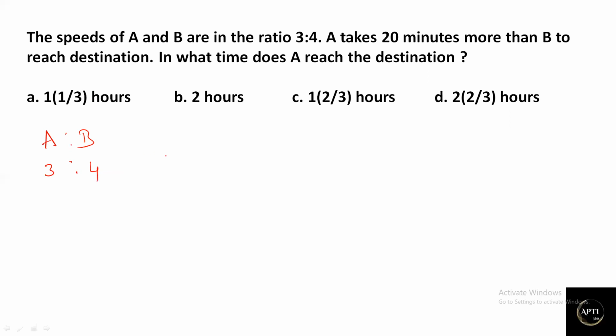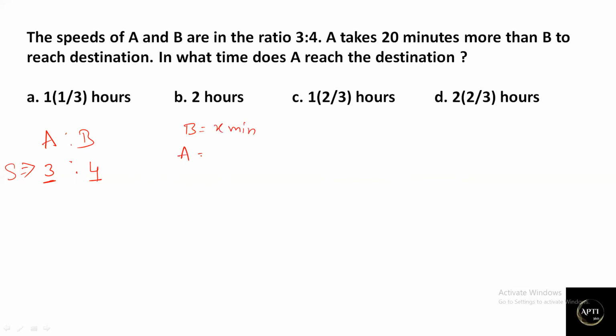Here don't consider that 3 kilometers per hour or 3 meters per second. Here they have just given a ratio. A is 3 parts, B is 4 parts. What is this? Speeds. These are the speed ratios, speeds are in ratio A is to B. Now, A takes 20 minutes more than B. A takes 20 minutes more than B means, let us consider B takes X minutes.